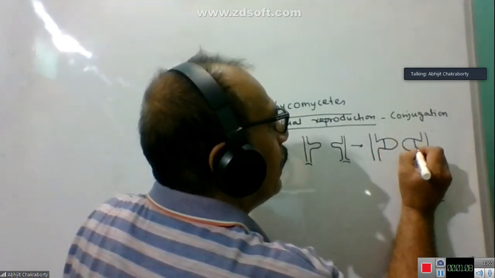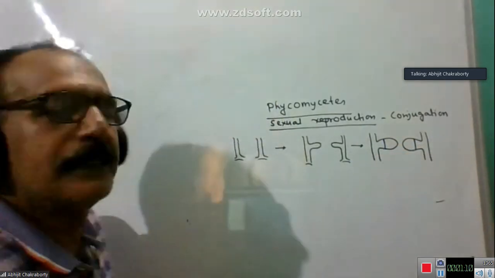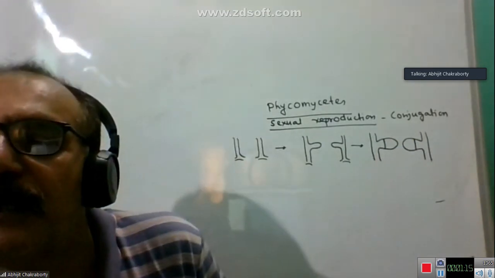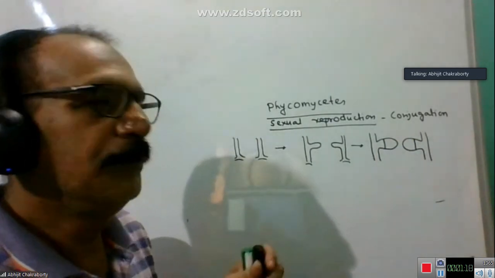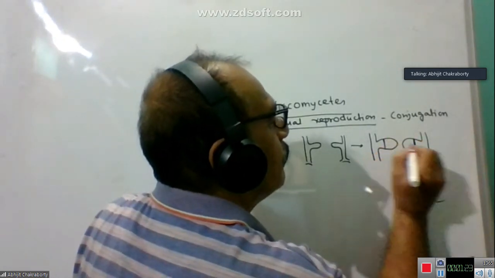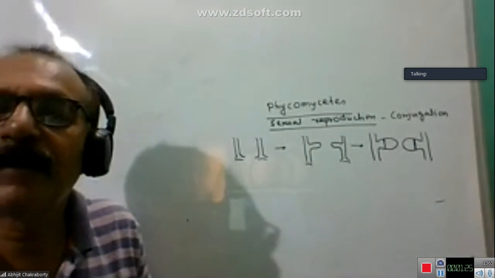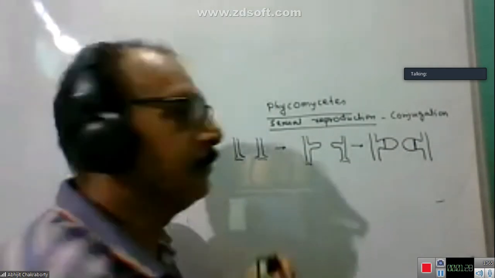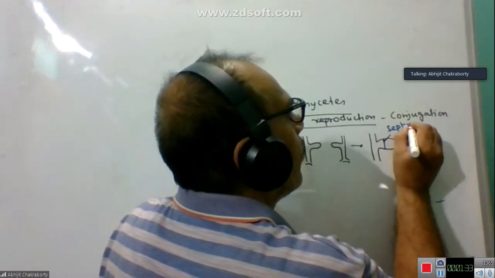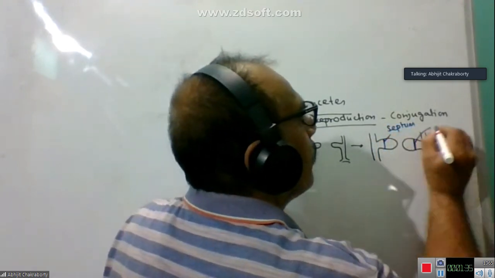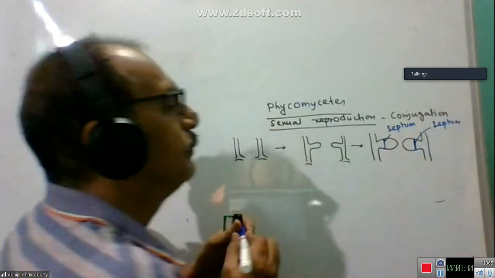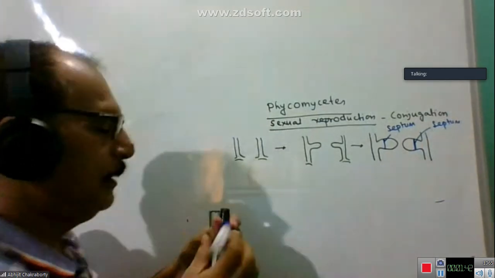So in Phycomycetes, septum development occurs during sexual reproduction, that is, during conjugation. So it's the most important question for any MCQ test. You see, this is the septum. Now, the part of the septum, you will get some gametes produced.